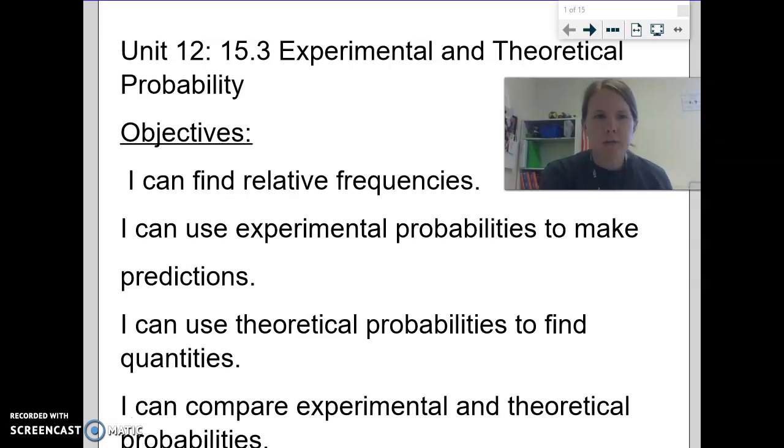So our objectives are, I can find relative frequencies. I can use experimental probability to make predictions. I can use theoretical probabilities to find quantities, and I can compare experimental and theoretical probability.